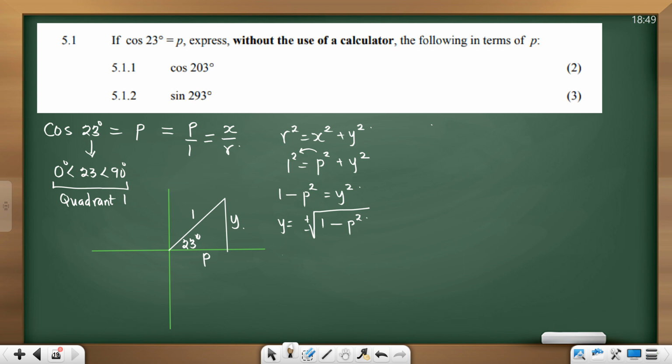This time around, my Y is in the first quadrant. Hello? Talk to me. So it's not 23, it's 203. No, cos 23. I'm not solving yet. Oh, sorry. Remember, I have to look for X, Y, and R before I start solving. Now I am done. I have my X. Let's write it out. What is our X? Our X is P. What is our R? 1. And what is our Y? Positive square root of 1 minus P squared.